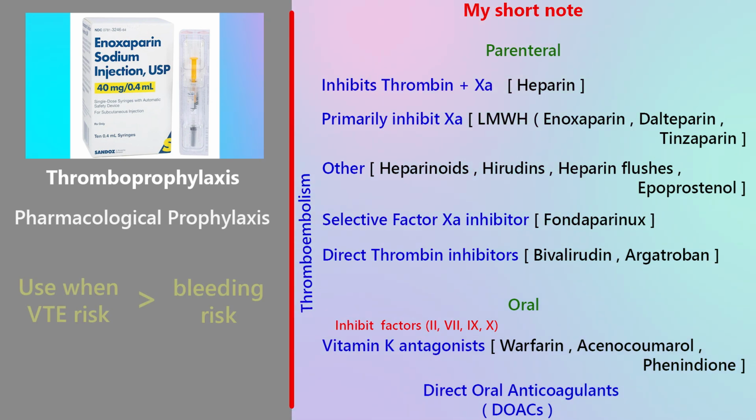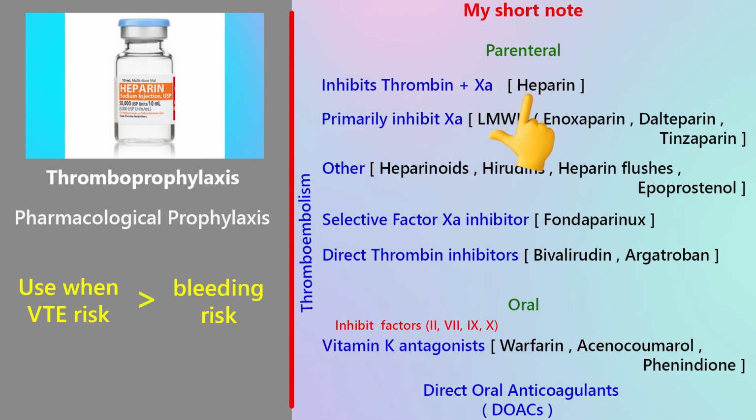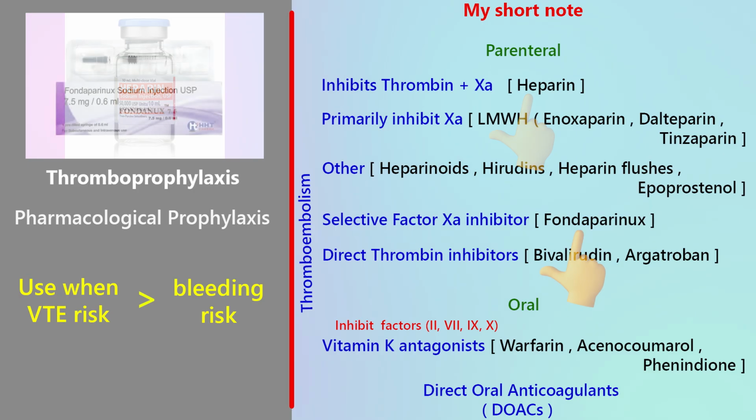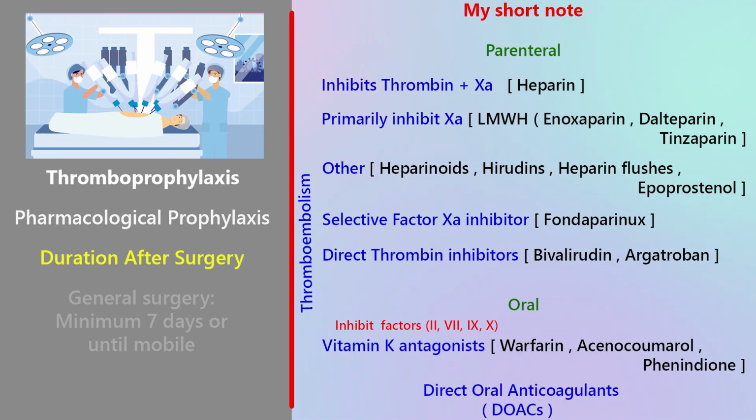Pharmacological prophylaxis is used when VTE risk outweighs bleeding risk. Low molecular weight heparin is the workhorse, suitable for almost all. Unfractionated heparin is preferred in renal impairment. Fondaparinux is used in selected surgeries like abdominal, bariatric, thoracic, and cardiac surgery, and in lower limb immobilization or fragility fractures. Duration matters. General surgery, at least 7 days or until mobile.